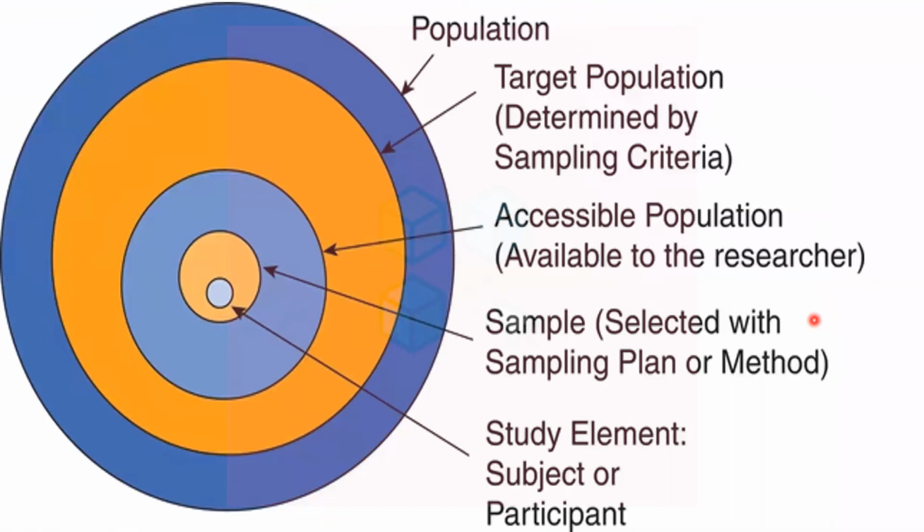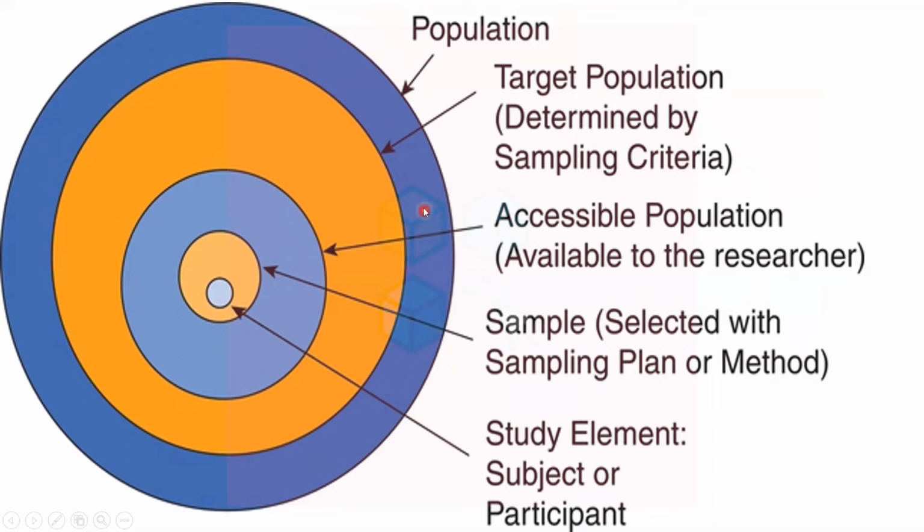The blue circle is the whole population. The yellow circle is the target population, which is a part of the population. And the blue circle is the sampling frame, which is the available population. Yellow is the sample, and a single unit of the sample is this one. For example, if we are talking about the students of the whole province, all colleges from the whole province, this is our population.